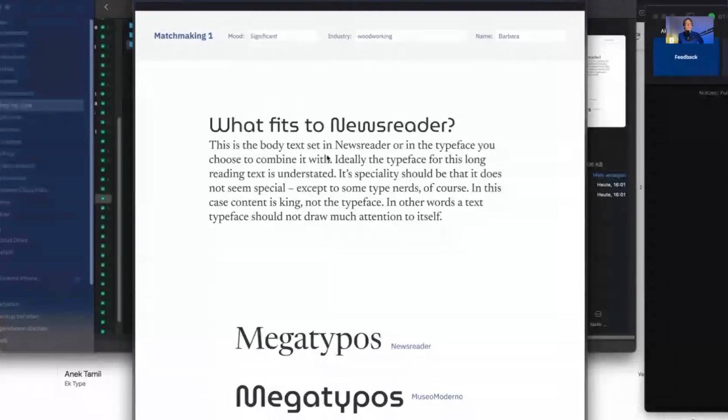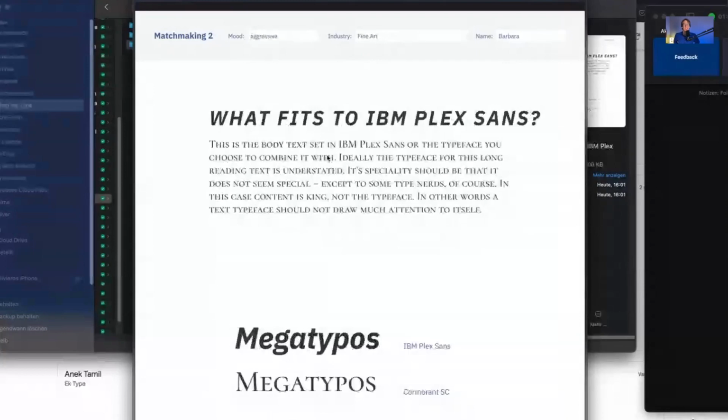All right, then we have here aggressive and fine art. Love that mood, Barbara. Aggressive and fine art here would be then, you used IBM Plex Sans in italics. You spaced them out a bit. Appreciate that, Barbara. Very well done, yeah. And then you set it in bold. So this, to me, seems aggressive. Cool. Below that, you use Cormorant, small caps. Yeah, does this work together?